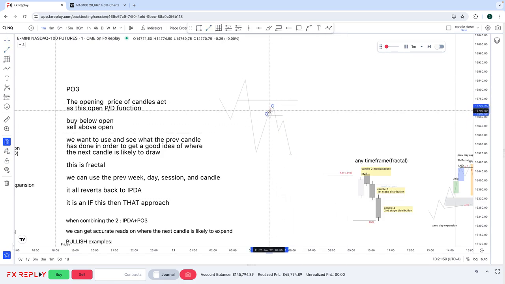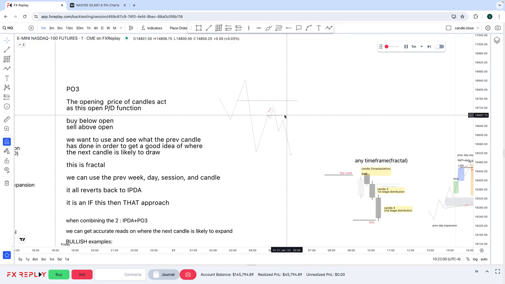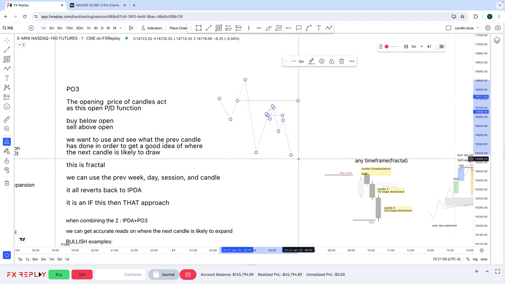Right? You have an SMT to anticipate the manipulation. It's just like when we reverse off a previous day's high, but in this case it would be like a 1-hour high. It's the same thing. Price is fractal. So that's what I mean by that example.